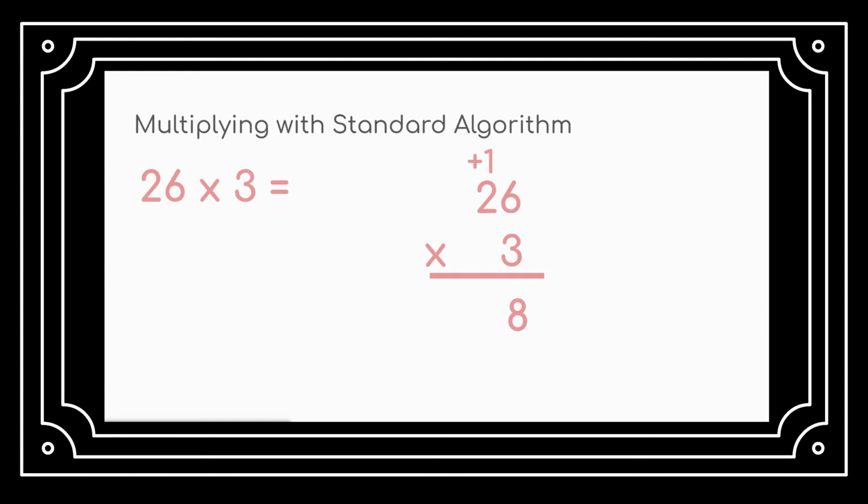Next, we start at the ones column in the bottom number again, and this time multiply the 3 by the tens column in the number up on top, which is 2. I solve 3 times 2, which equals 6. I then add that 1 I carried over and solve 6 plus 1, which equals 7. The answer is 78.